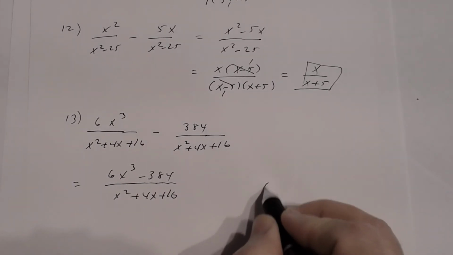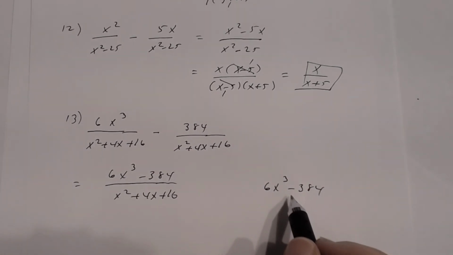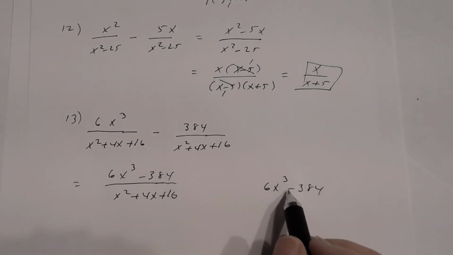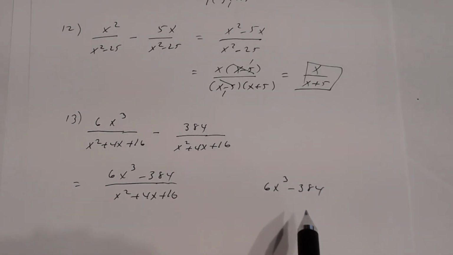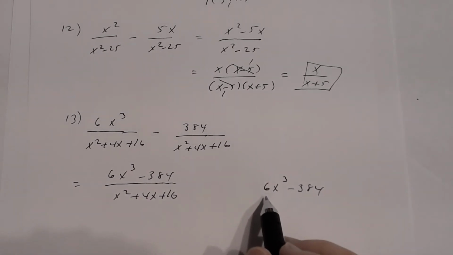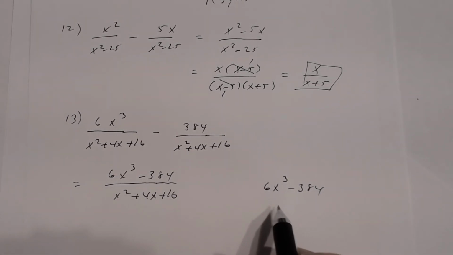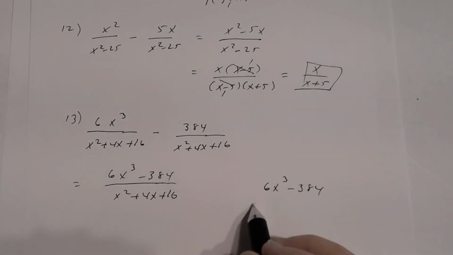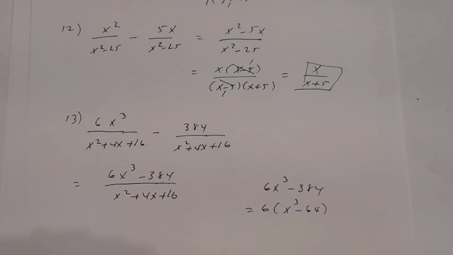Okay, now let's look at the numerator though, because remember the next step is to factor. So I have 6x cubed minus 384. Notice that I have two terms, and the variable x being raised to the third power. So you may want to check and see if you can factor this using the difference of two cubes. Well, first of all, 6 is not a perfect cube, so it is possible that I can factor out a 6. Using your calculator, you'll see that 384 is divisible by 6. And so when I factor out a 6, I get 6 times x cubed minus 64. And then notice that this is the difference of two cubes.